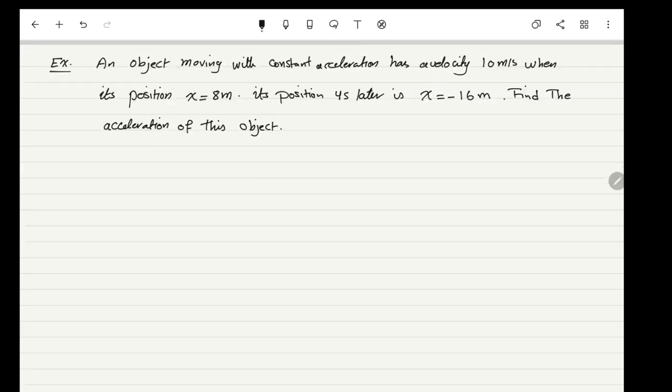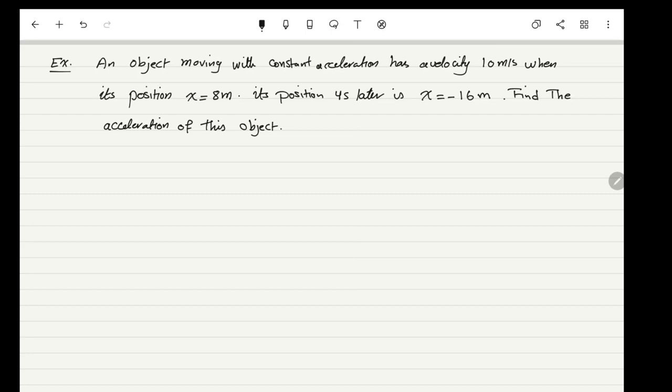Example: an object is moving with constant acceleration and has a velocity of 10 meters per second when its position is x equal to 8 meters. Now its position 4 seconds later is minus 16 meters. Find the acceleration of this object.